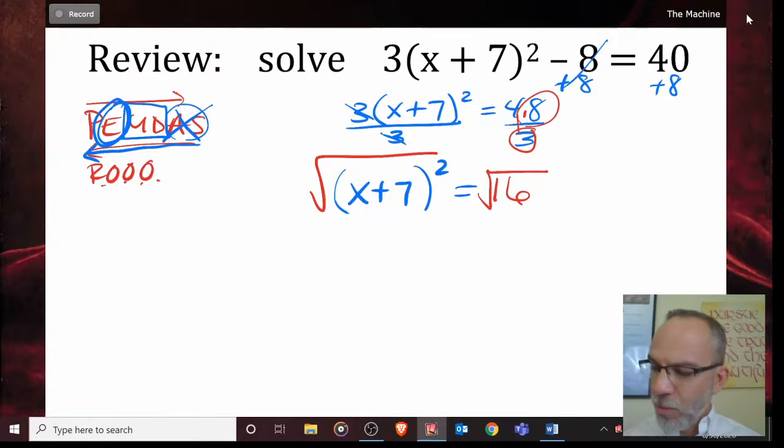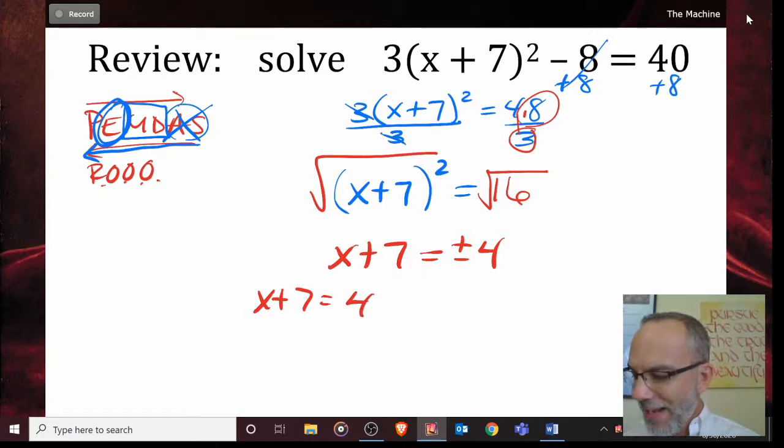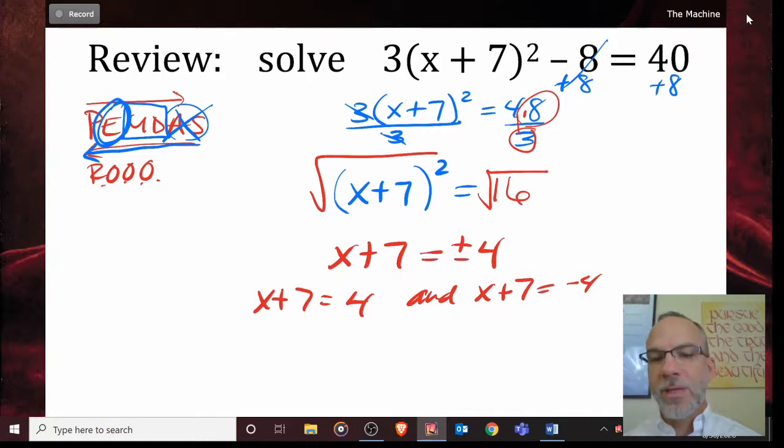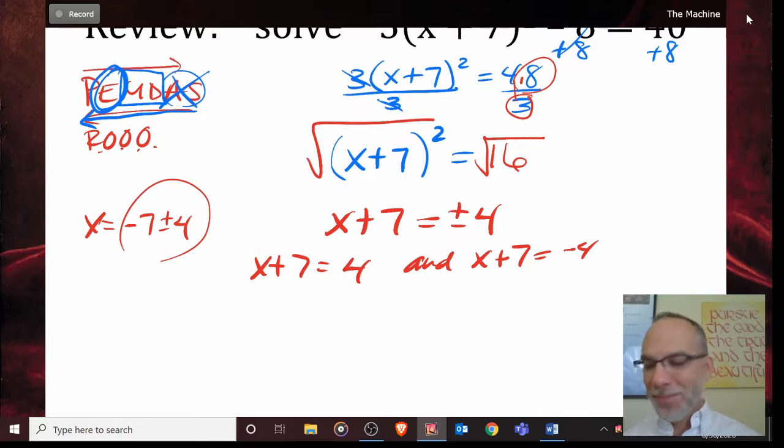When I square root the left, I just get the radicand back out. X plus 7 is equal to plus and minus 4. And so then I've got x plus 7 is equal to positive 4 and x plus 7 is equal to negative 4. Don't leave them in pieces like that. Don't tell me x is equal to negative 7 plus or minus 4. You silly banana. Finish it.